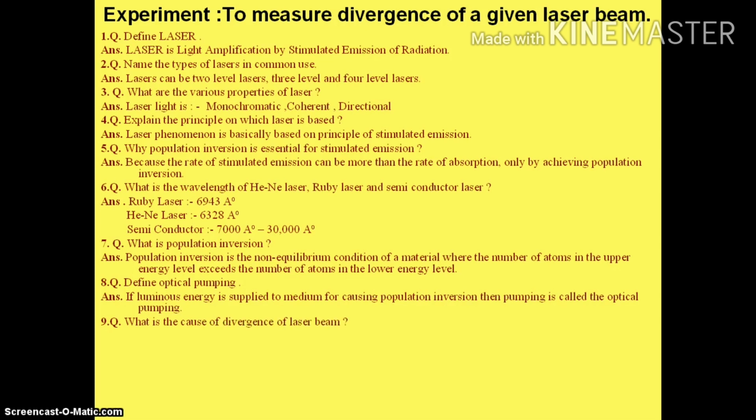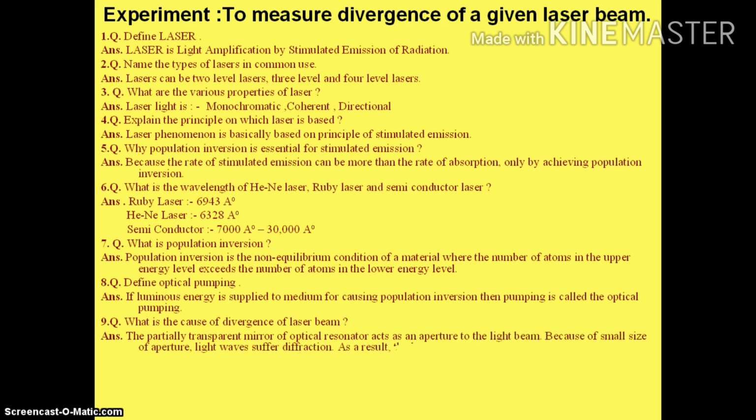What is the cause of divergence of laser beam? As we already know that the laser main components consist of active medium, pumping source and optical resonator. And optical resonator consists of two parts. One is partially transparent mirror and other is completely reflective mirror.